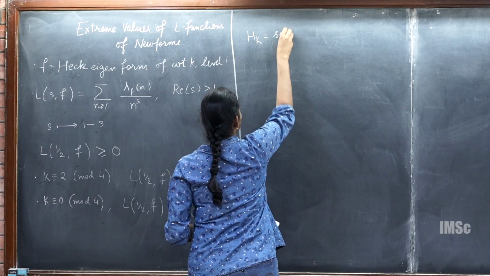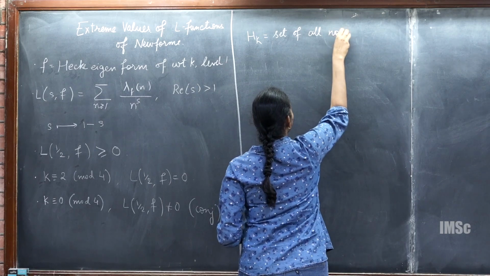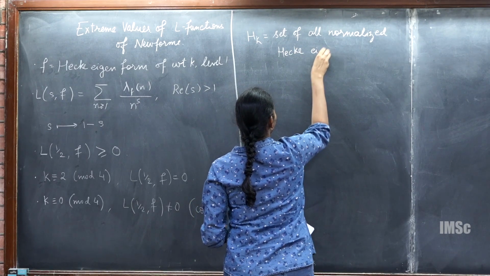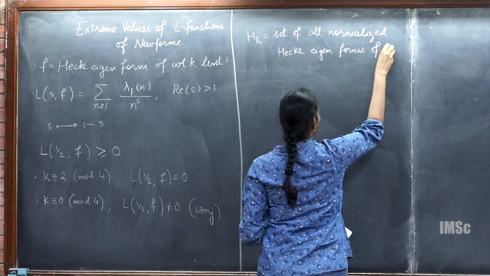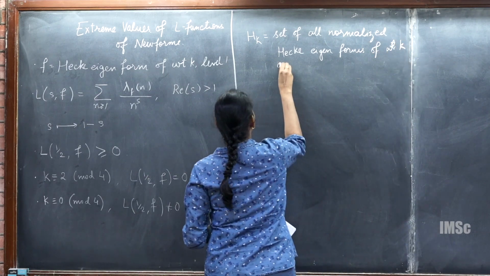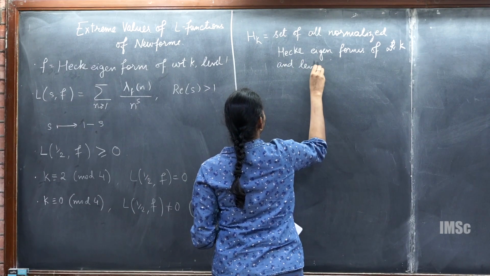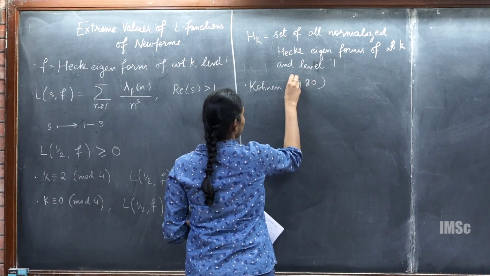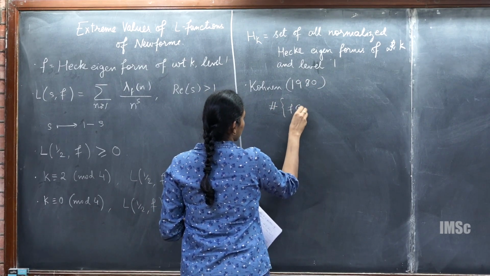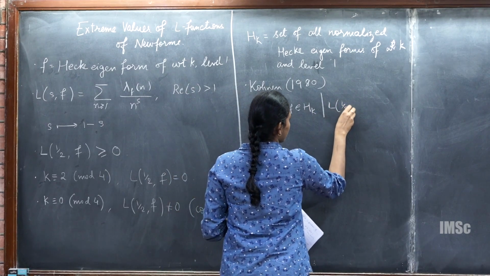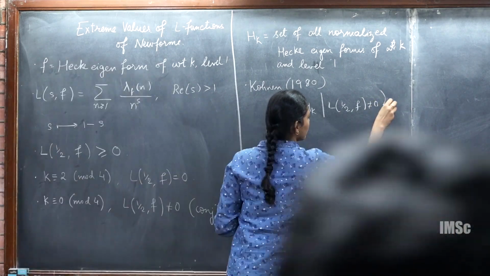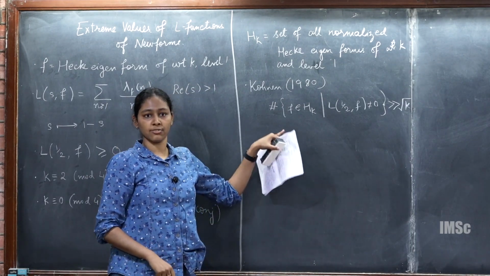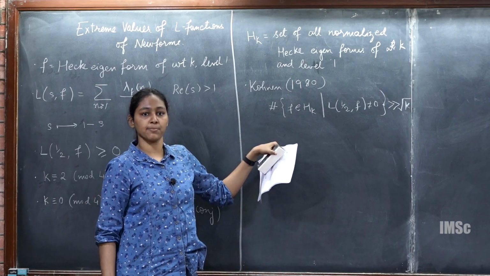Let H_k denote the set of all normalized Hecke eigenforms of weight k and level 1. Then Kohnen and Sengupta showed in 1980 that the number of such normalized Hecke eigenforms of weight k and level 1 such that L(1/2, f) is non-zero is greater than root k. He proved this result using the theory of half integer weight modular forms and comparing dimensions of some subspaces of the space of cusp forms.